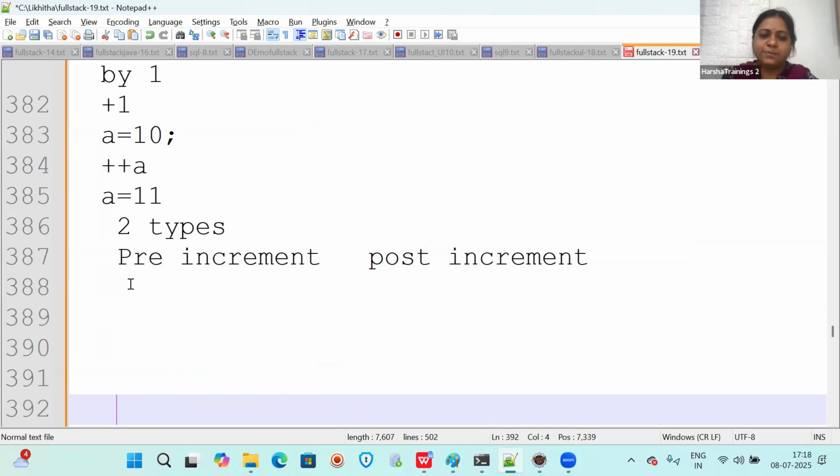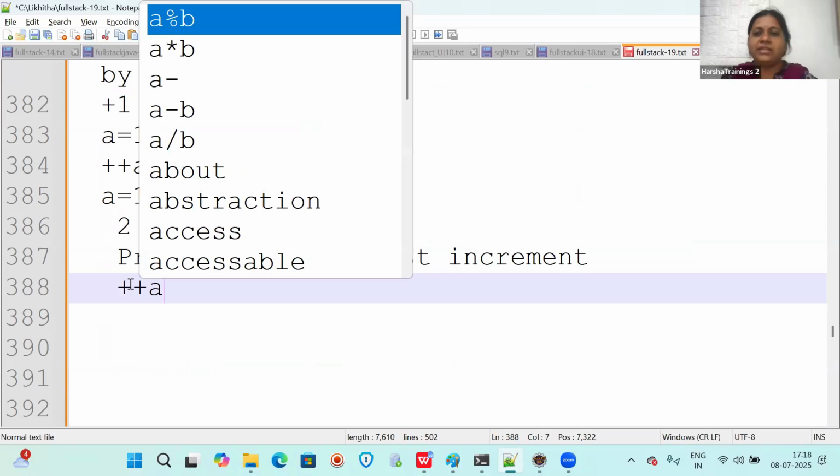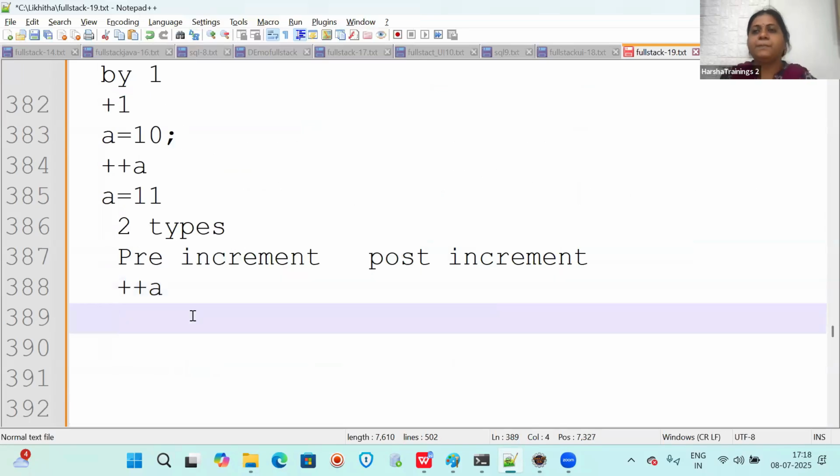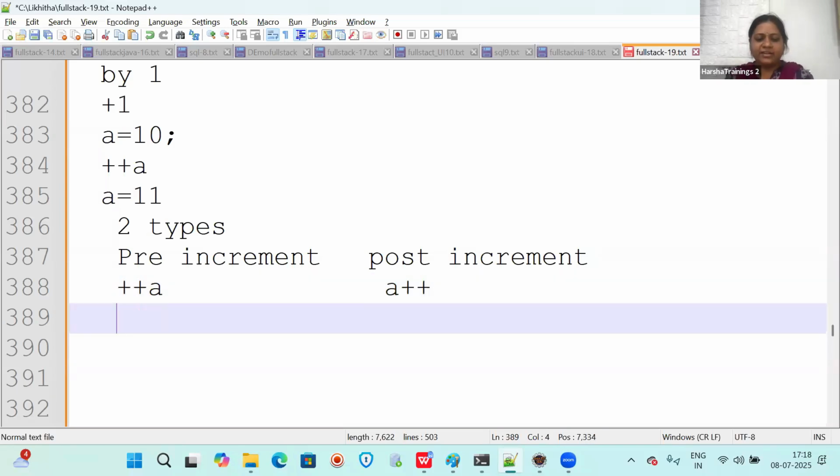First of all, what is pre-increment? Whenever you are using plus plus symbol before the variable, it is called what? Pre-increment. And whenever you are using plus plus symbol after the variable, then it is called what? Post. So how the output is differed, I will tell you now.